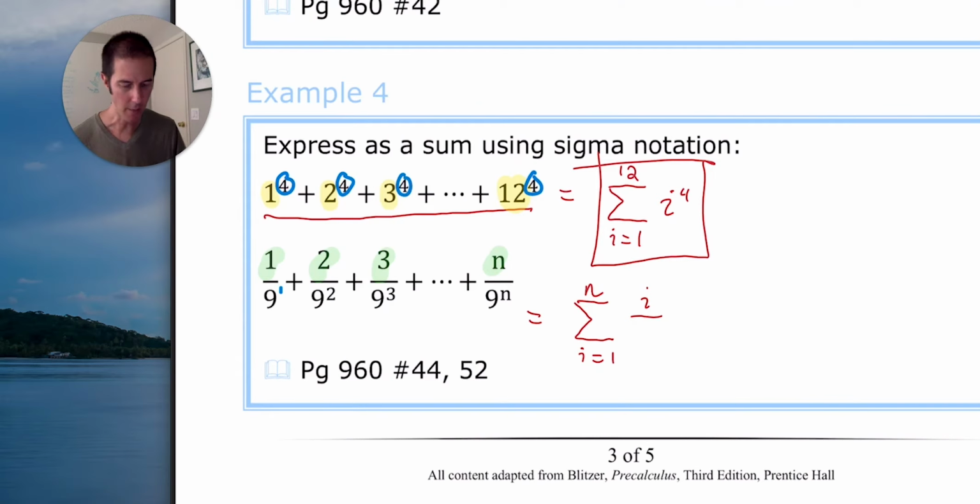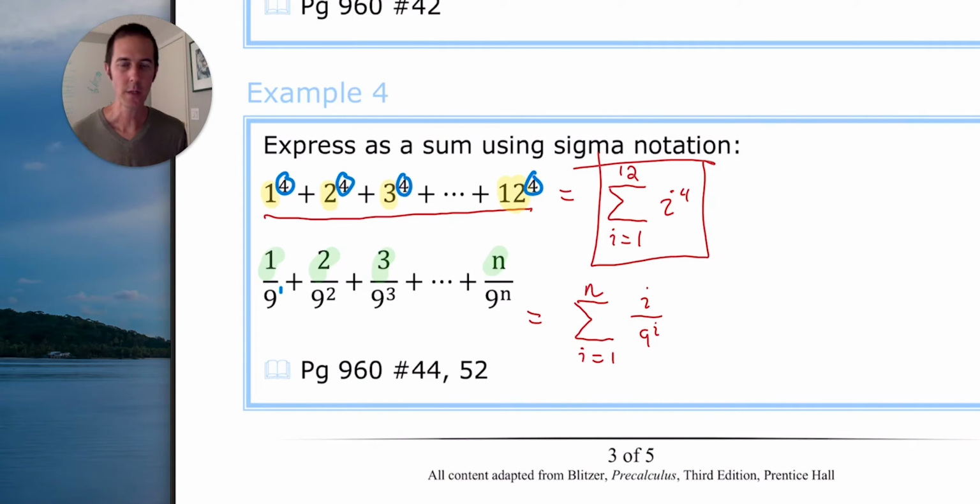And then in the denominator, there's a 9, which appears to always be in my denominator, but it's the exponent on the 9 that's changing. And what does it start with? It starts with a 1, just like our numerator started with a 1, so I'm going to put a lowercase i as my exponent on the 9.